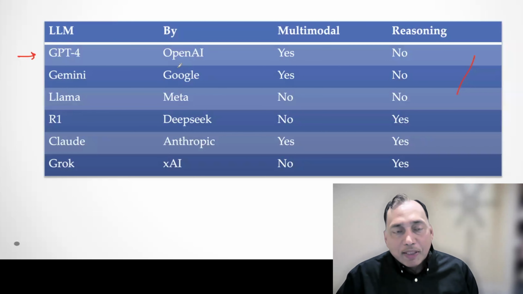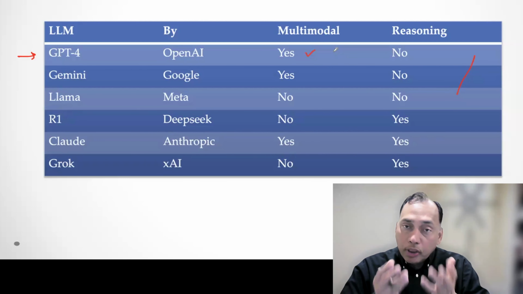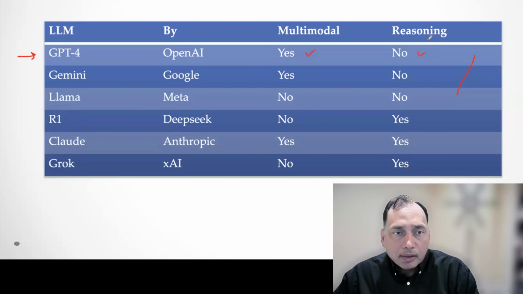GPT-4 by OpenAI obviously is very popular, and there are a lot of competitors in the market. GPT-4 is multimodal. It can generate images on your phone. You can actually talk. One of the things it doesn't have is reasoning. Gemini is by Google. This is also very hot, no reasoning yet. Llama by Meta is open source. Actually, anybody can use it freely. It's not multimodal, just text and no reasoning.